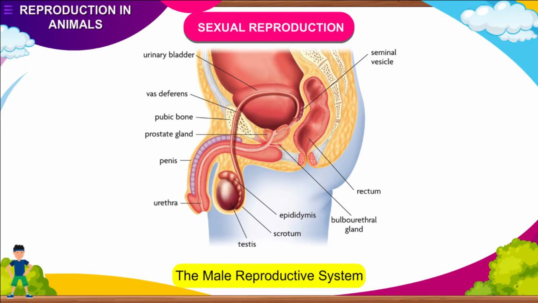The various parts of the male reproductive system are testes. Each male has two testes that are oval in shape. They lie within the scrotum, which is a sac-like structure outside the abdominal cavity. Testes is composed of a large number of coiled seminiferous tubes where the sperms are formed.